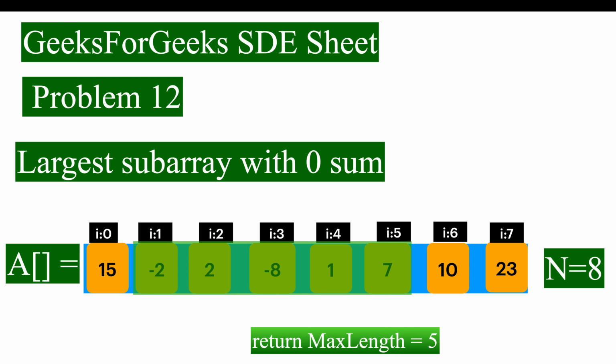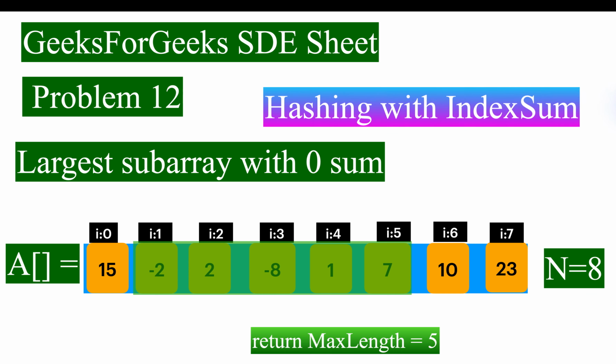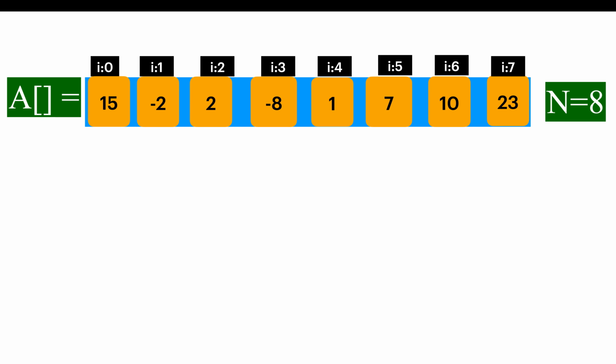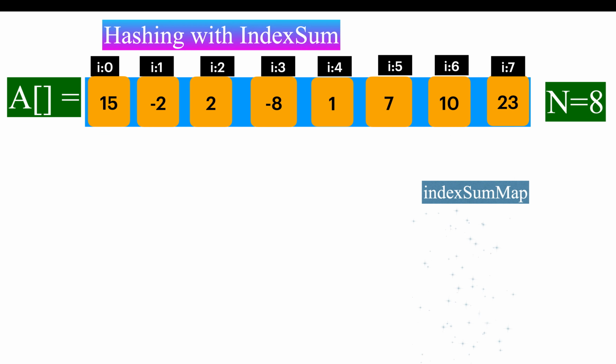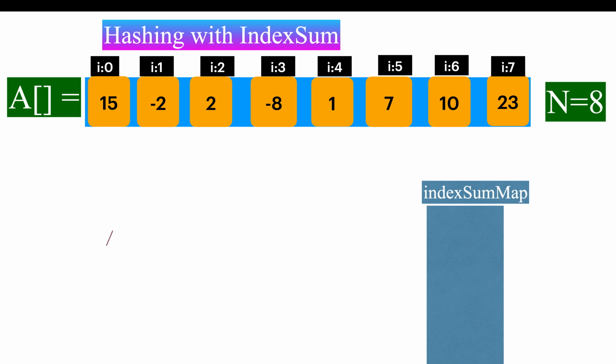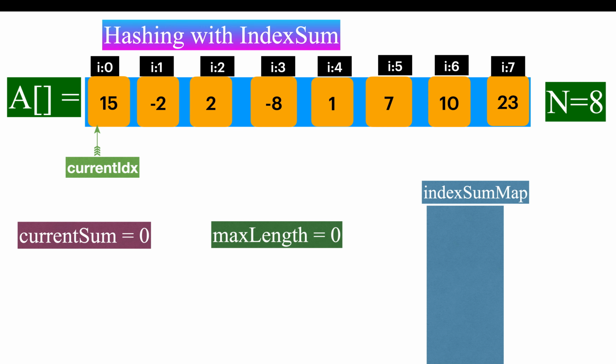It's a very good technique on hashing with index sum. Let's see how we can solve this. So very simple, we will take up a hash map which represents the sum present at each index. We will take the sum as key and value as the index number. So let's take current sum as 0 and max length also 0. We start from index 0.